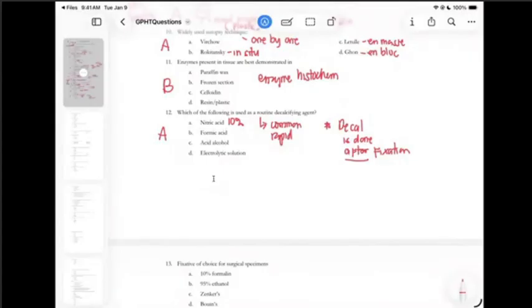Now for the other choices, formic acid is considered the best decalcifying agent. It is moderate acting, medyo mabagal, but that's the best. Acid alcohol is not a decalcifying agent, that's a decolorizer. And electrolytic solutions are for electrophoresis. We don't usually use that for decalcification. So for number 12, that's letter A.